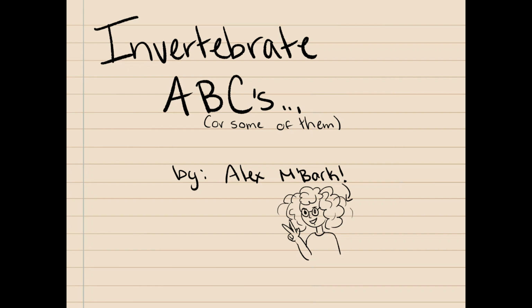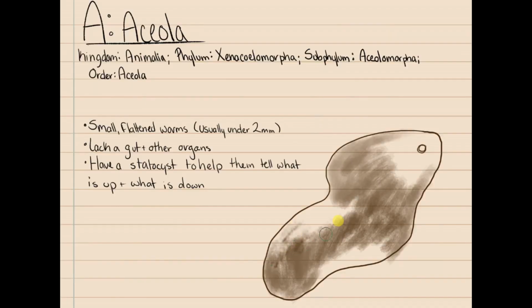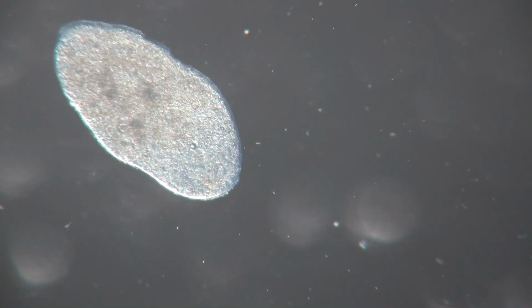We're going to quickly go through some of the types of invertebrates in our world, beginning with acoels. Acoels are small microscopic worms with statocysts that help them tell up from down in their sandy homes. And here's a video of an acoel.